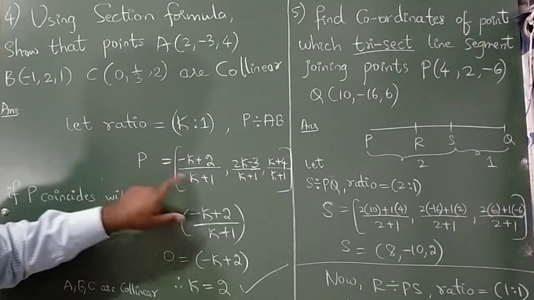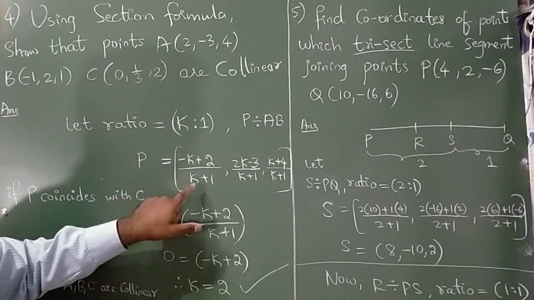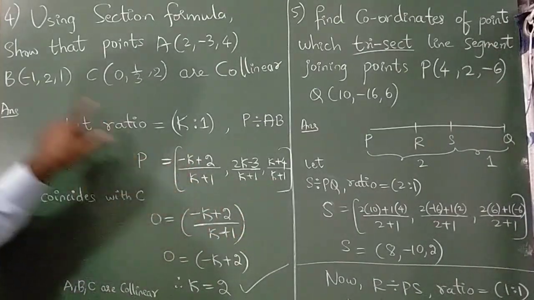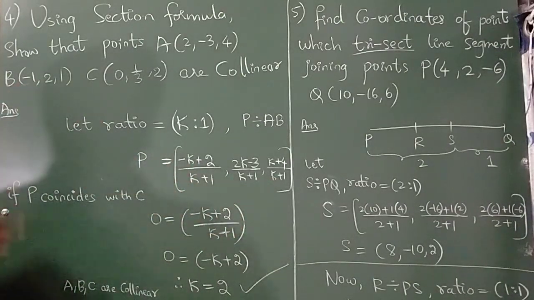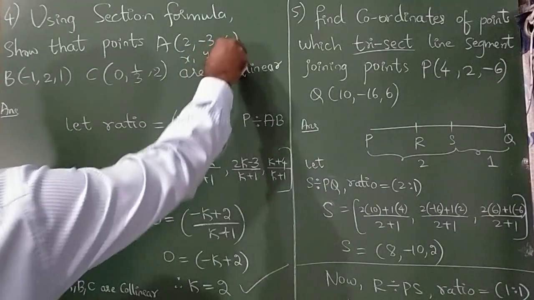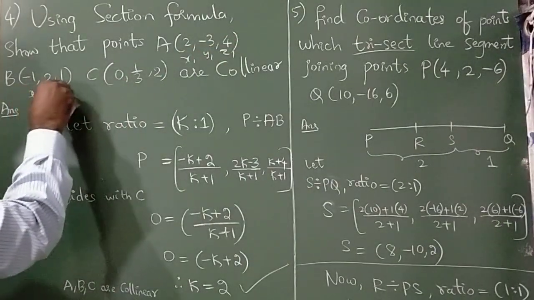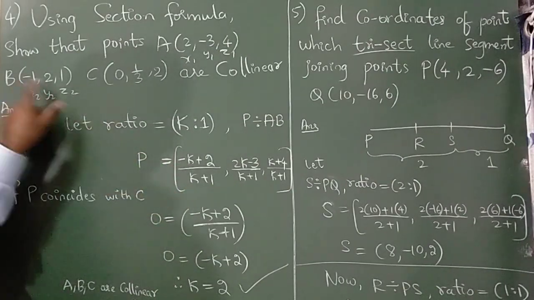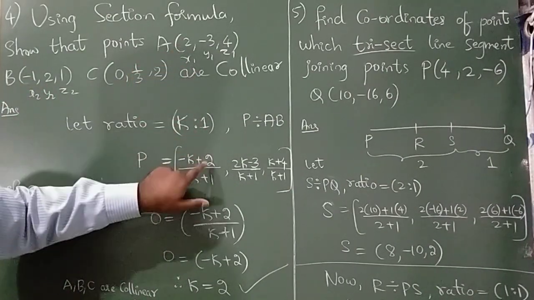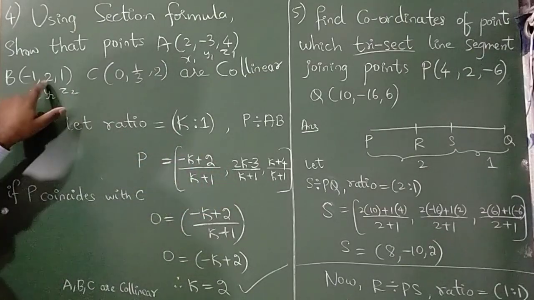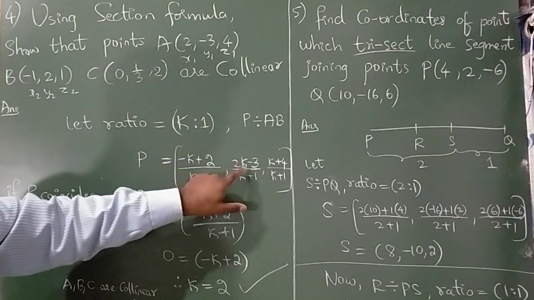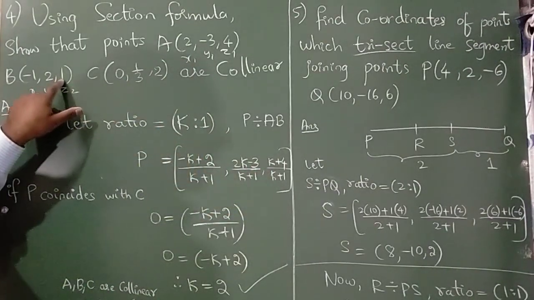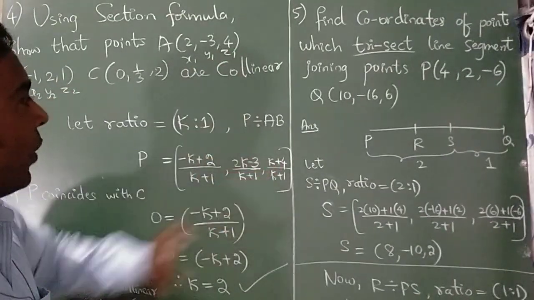Now P is equal to, using the section formula, K plus 1 in the denominator for each coordinate. So minus K because of this one. This is x1, y1, z1. This is x2, y2, z2. According to the formula, this will become minus k plus 2. Now this 2 is from y2, so 2k minus 3 is from a. Now k is from z2 and z1 is 4.